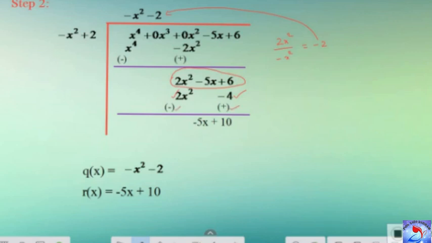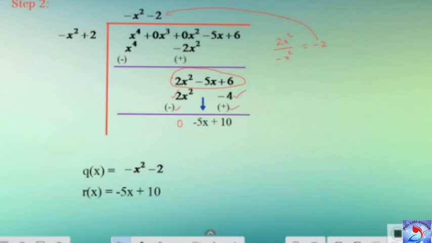Now when I am subtracting it, 2x square minus 2x square gives you 0x square. Then 6 plus 4 gives you 10. And the one thing that is left out is minus 5x. So minus 5x plus 10 is going to be the remainder so far. Let me compare the degree of the remainder with the degree of g of x. You can check the degree of r of x is 1 here, whereas the degree of g of x is 2. Obviously, the degree of r of x is less than the degree of g of x. So we have to stop at this point.